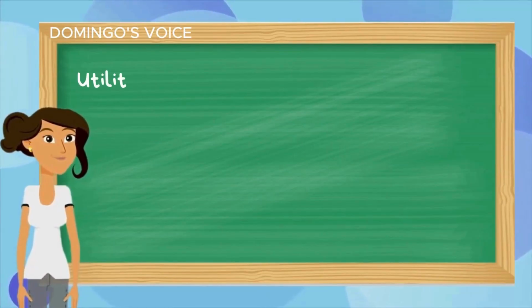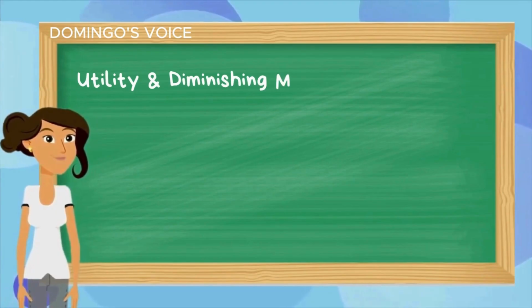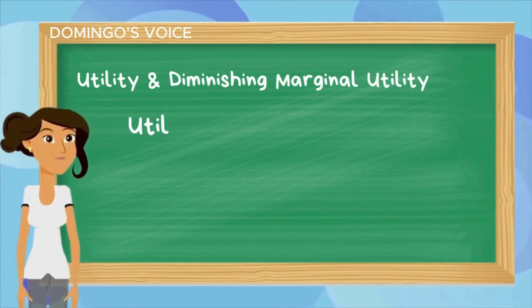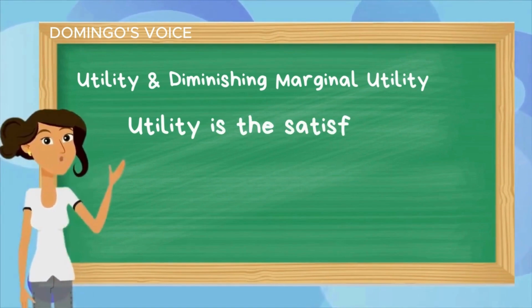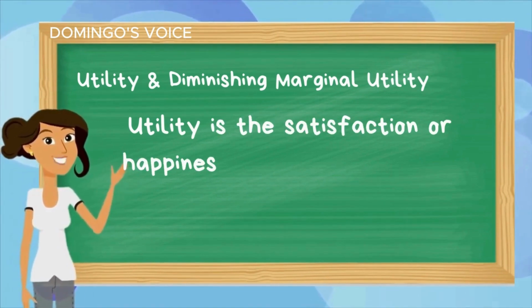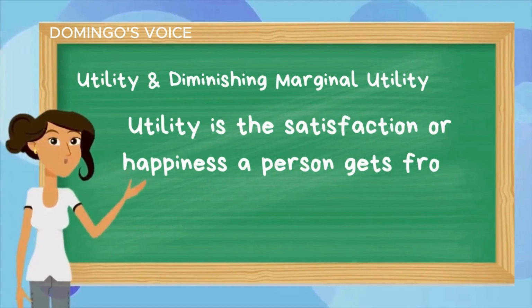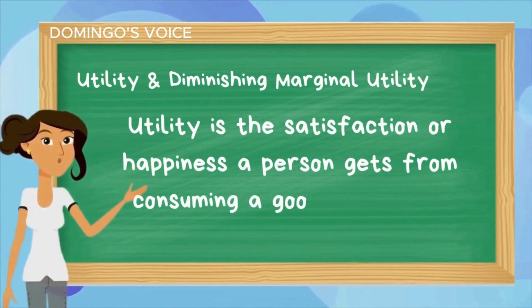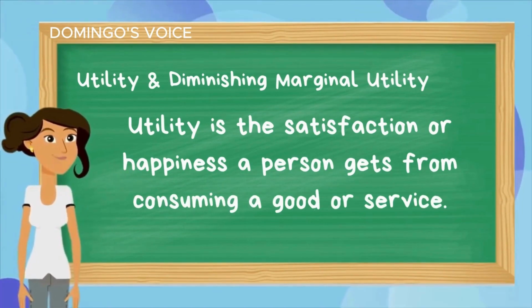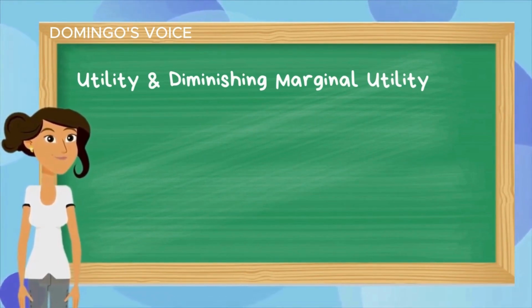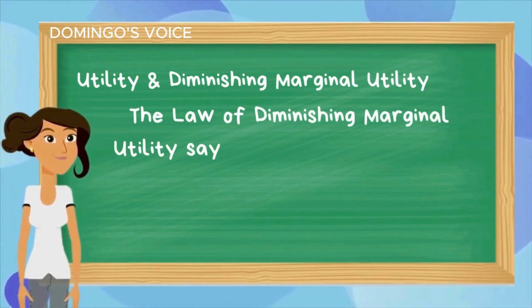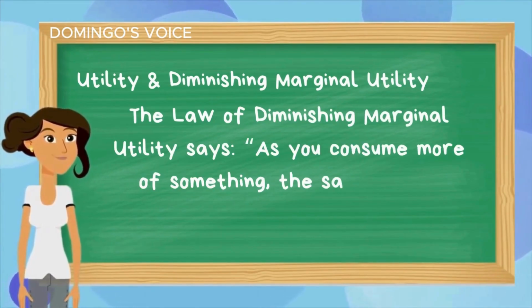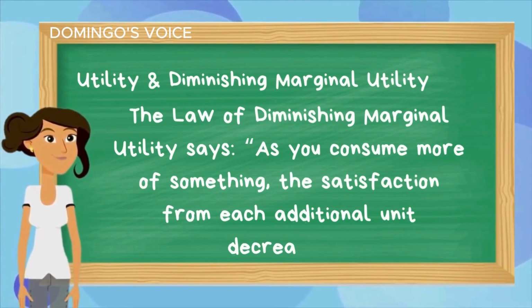So atong isa-isahon. What is utility and diminishing marginal utility? The utility is the satisfaction or happiness a person gets from consuming a good or service. So ang utility, no, is the satisfaction of a person. So dili na to feel ang ka-excite o ka-happiness sa isa ka butang labi mag-crave ta. And the law of diminishing marginal utility: as you consume more of something, the satisfaction from each additional unit decreases.